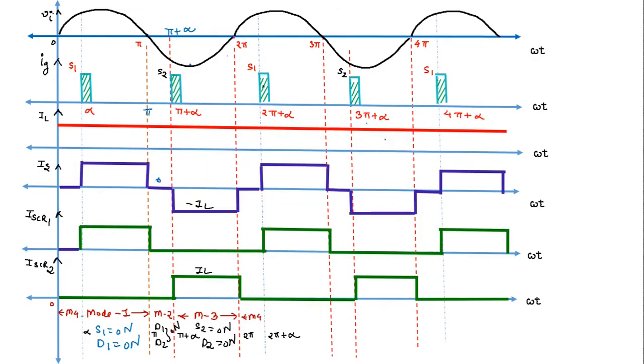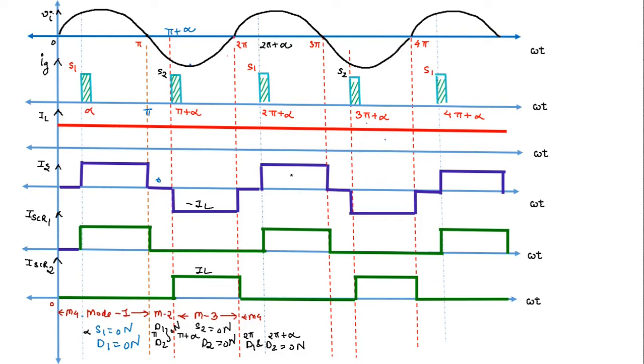Last mode is mode number 4. Mode number 4 goes from omega t equal to 2 pi to omega t equal to 2 pi plus alpha, before the next triggering pulse is given to SCR1. In this mode of operation, what happens again? This is a freewheeling mode, so diode D1 and D2 will be on in this condition. Rest of the devices will not be working.